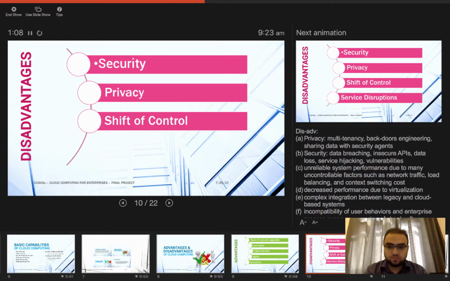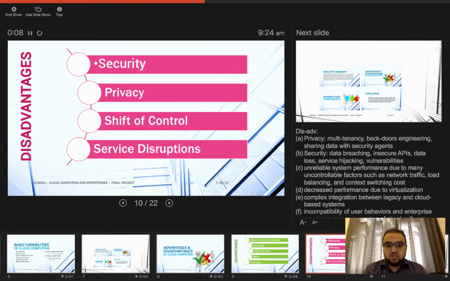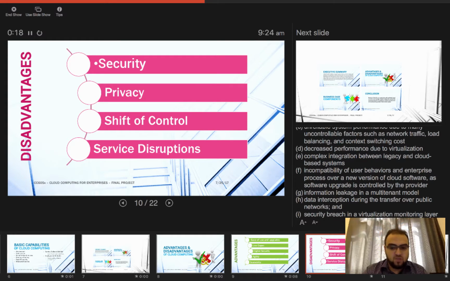Shift of control. All the control over the whole infrastructure is out of your hands, out of the corporate's hands. It's totally the cloud provider's. And at the end, service disruptions. Whenever any downtime happens, you're not able to do anything. You're just waiting for the cloud provider to solve it, and then everything will be okay.